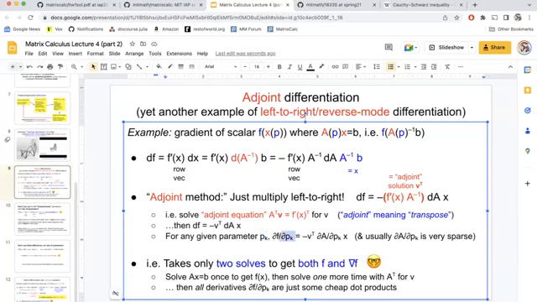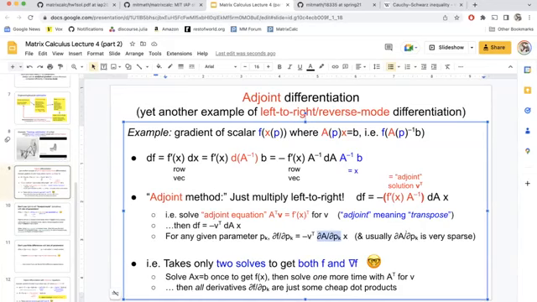There should be a minus sign here, or I can just put the minus sign inside. Well, it doesn't matter. Okay, df is just minus V transpose dA x. So now you have a whole bunch of parameters, p_k. If you want df/dp_k, you just divide both sides by dp_k. So df/dp_k is the same thing as minus V transpose, partial A partial p_k, x, right?